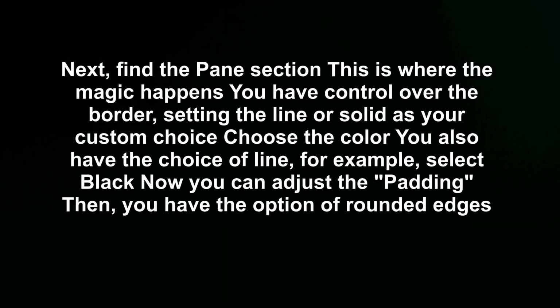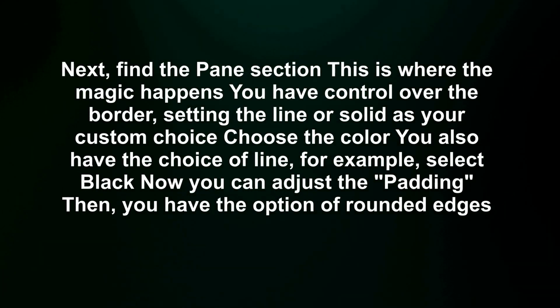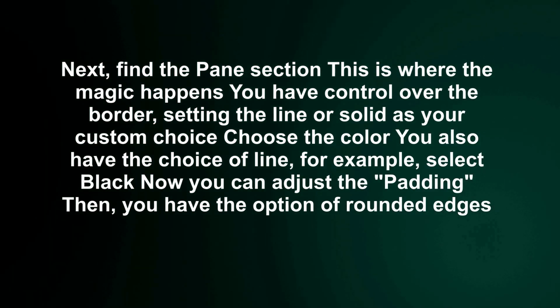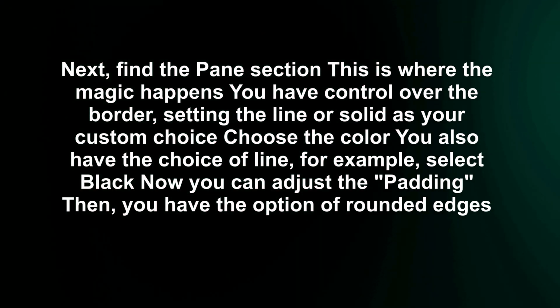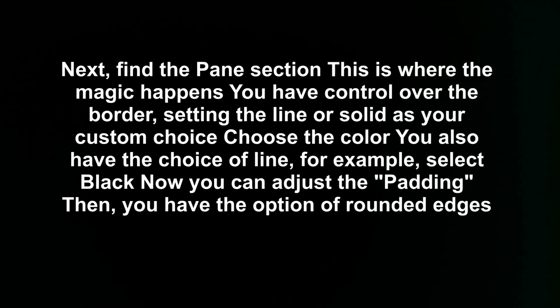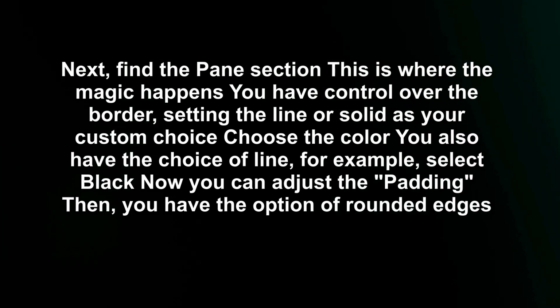Next, find the pane section. This is where the magic happens. You have control over the border, setting the line or solid as your custom choice. Choose the color. You also have the choice of line. For example, select black. Now you can adjust the padding. Then, you have the option of rounded edges.